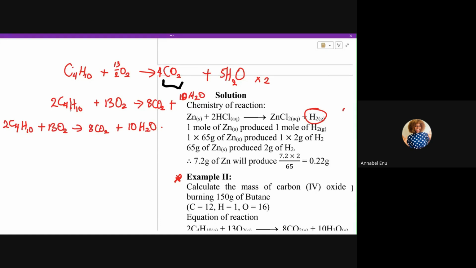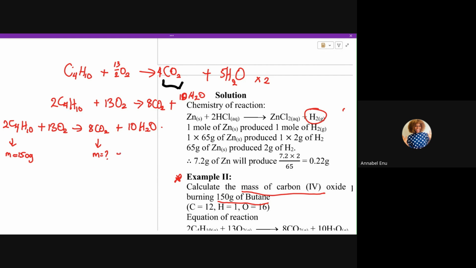Now, they say we should calculate the mass of carbon dioxide used in the burning of 150 gram of butane. That is, we are given the mass of butane and we are looking for the mass of carbon dioxide. So the two key substances we would use to get our answer in this question are carbon dioxide and butane. We don't really need the information of oxygen gas and H2O. So we are only relating this and this. Mass of this is equal to 150 gram, and mass of this we do not know.